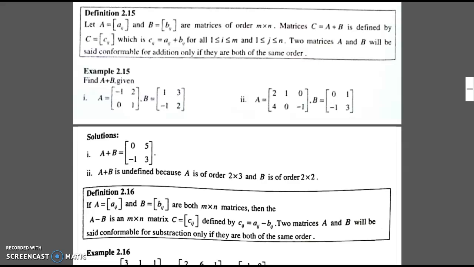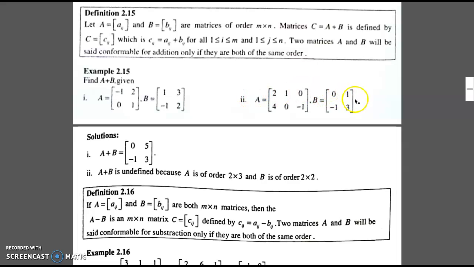Now, to sum a matrix, by right the order of the two matrices should be the same. So if you want to sum A and B, first they should be in the same order, 2 by 2 with 2 by 2. If it is 2 by 3 and 2 by 2, it is actually undefined because we cannot sum it.